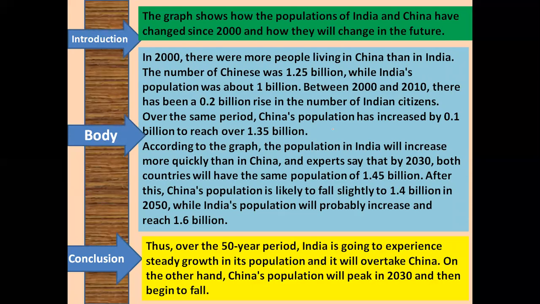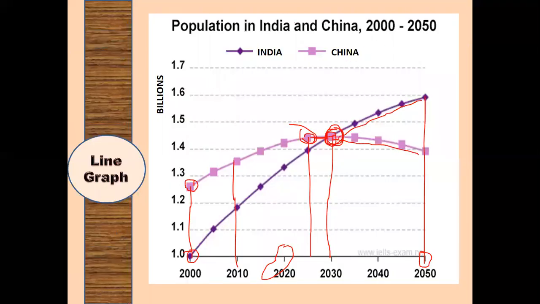And after this, China's population is likely to fall slightly to 1.4, while India's population will probably increase. You can see here, after this point, you will find that India's graph is going upward, whereas China's graph is going downward. So if this situation persists, then what will happen?